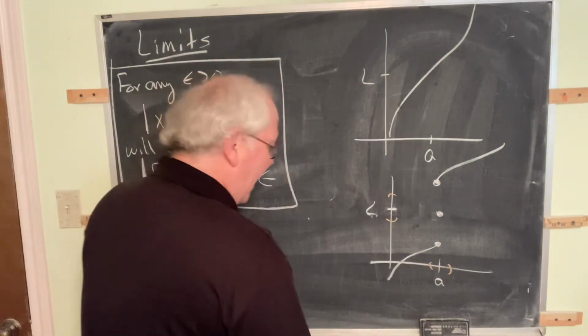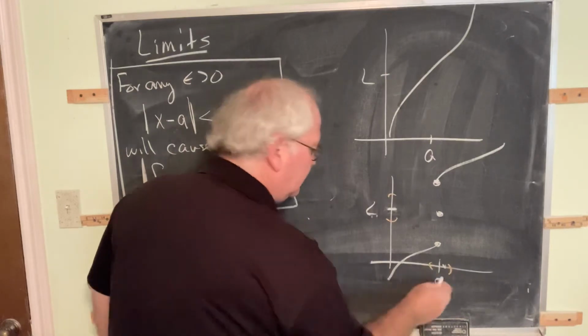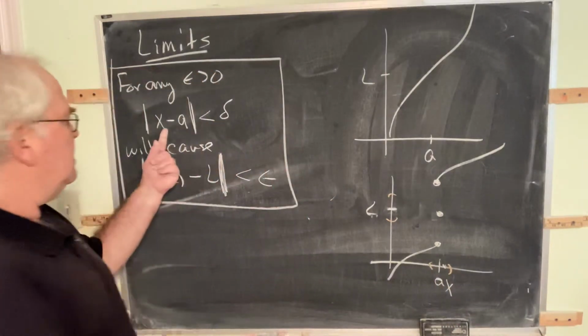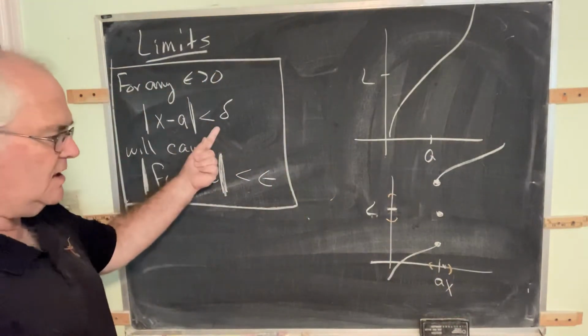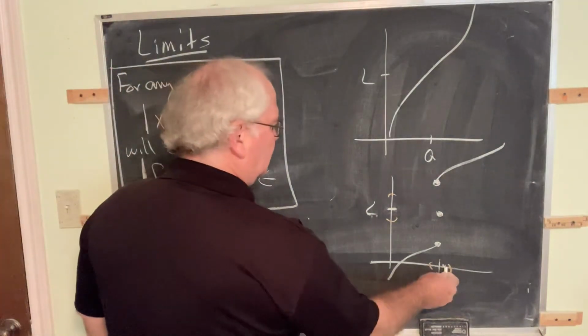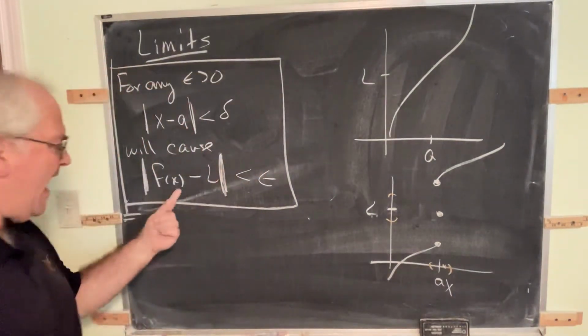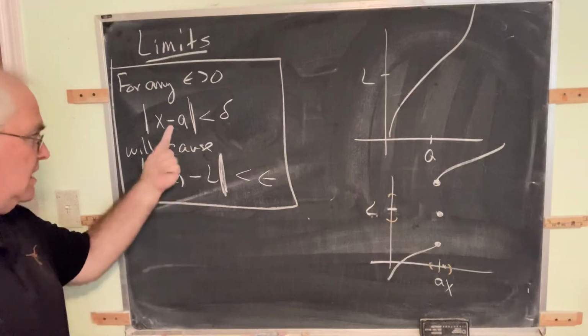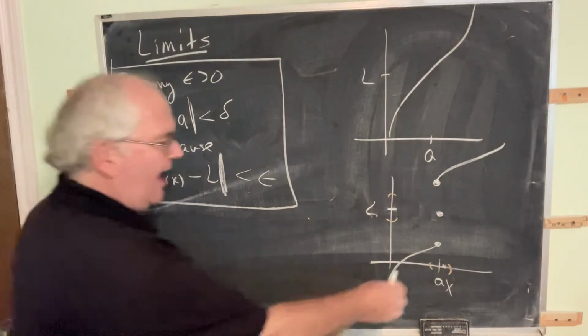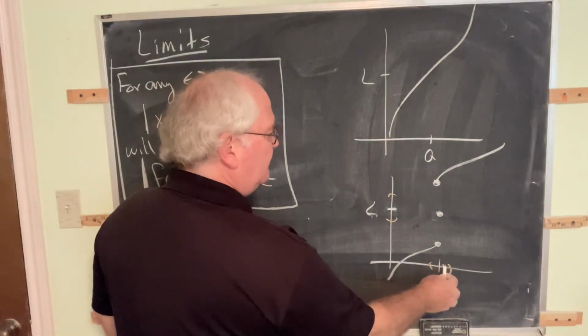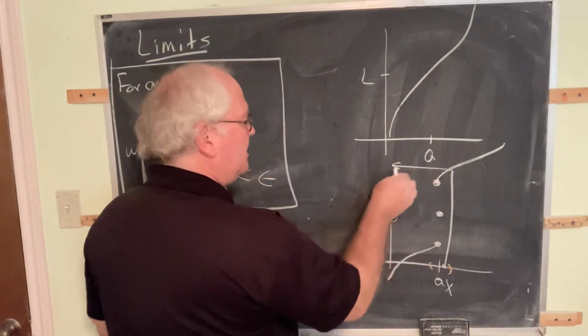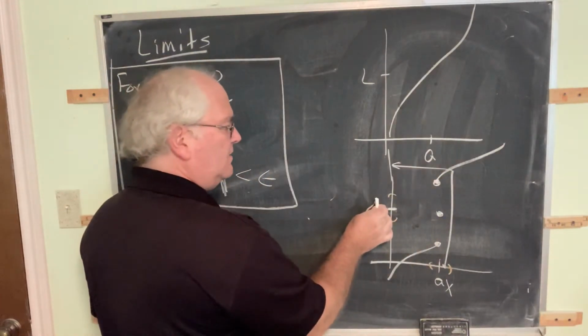If I choose an x inside of this interval, there's my x. I've chosen x. Distance between x and a is less than delta. X is inside the interval. Do we have this happening? Does this cause this? Look. X is inside of here, but where's the function value? The function value is way up here. It's not even close to being in the interval.